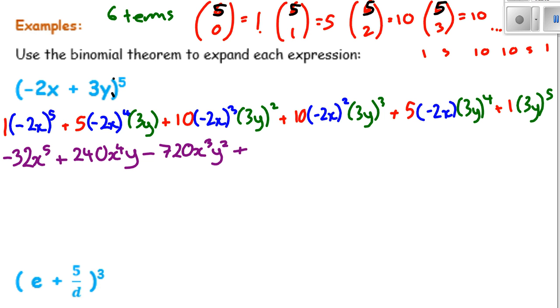So positive overall, because we've got an even power. 2 squared times 3 times 10. 1,080. Oh yeah, sorry. No, yeah. 4 times 3 cubed. That's what I did by mistake. 4 times 27 times 10. Good.